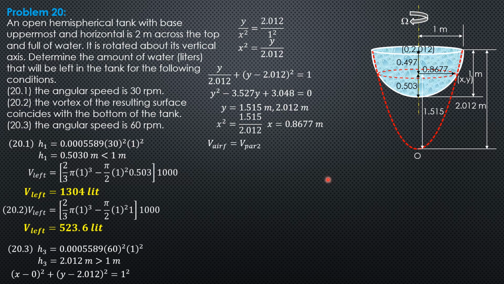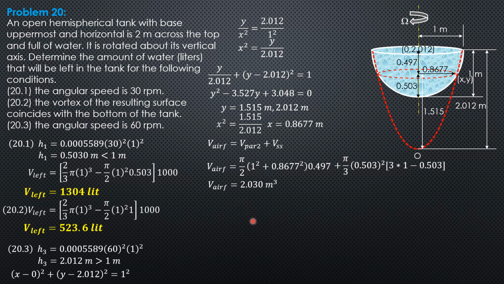So volume of air final equals volume of paraboloid with two bases plus volume of spherical segment. For the paraboloid with two bases, pi over 2, quantity 1 square plus 0.8677 square, quantity times 0.497. Then for the spherical segment of one base, pi h square over 3, pi 0.503 square over 3, quantity 3 times radius, 3 times 1 minus 0.503. Combining, volume of air final is 2.030 cubic meters.